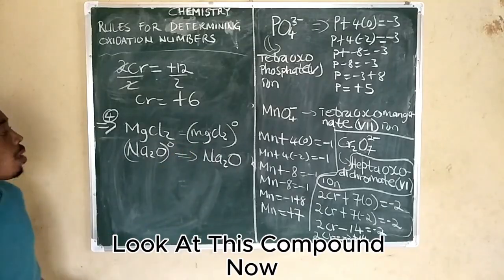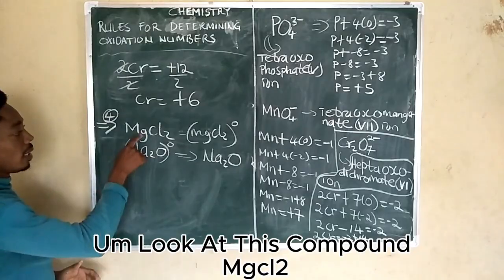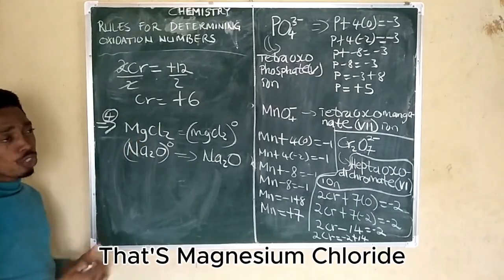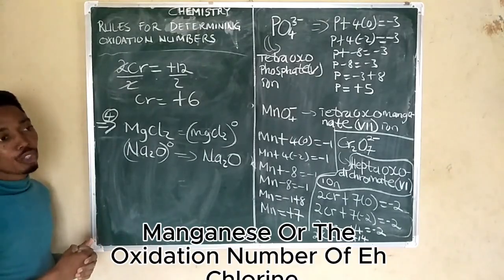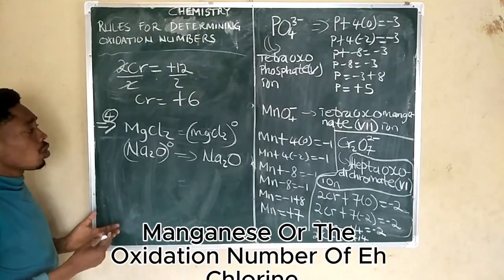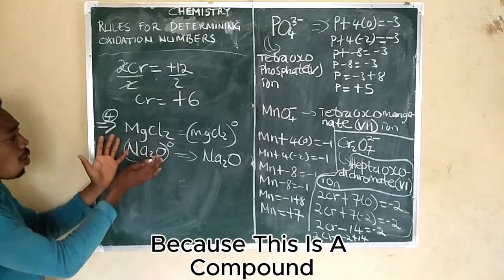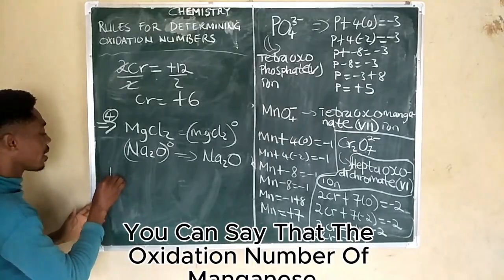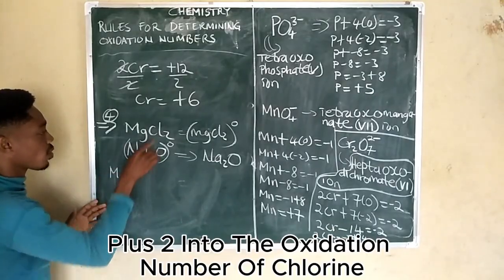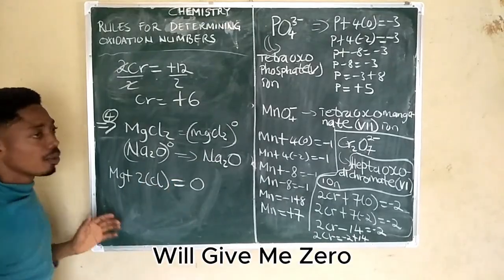For example, look at this compound now. MgCl2, that's magnesium chloride. What will be the oxidation number of magnesium? Or the oxidation number of chlorine? Let's say the question was magnesium. Because this is a compound, you can say that the oxidation number of magnesium plus 2 times the oxidation number of chlorine will give me 0.